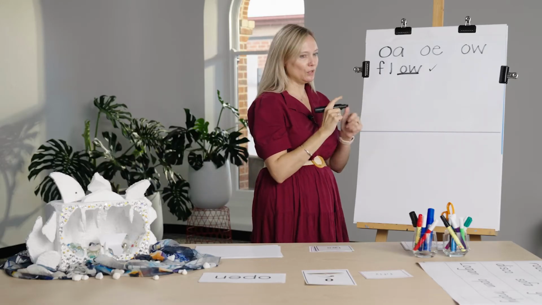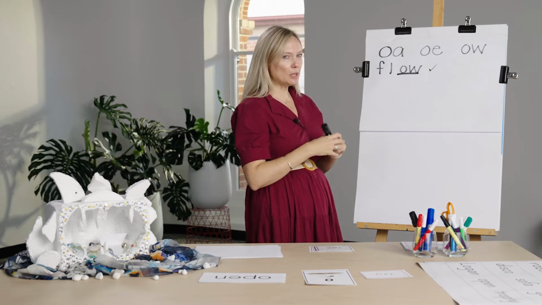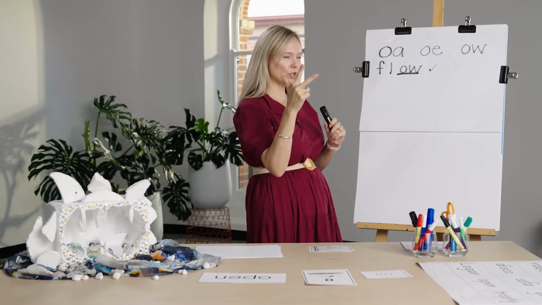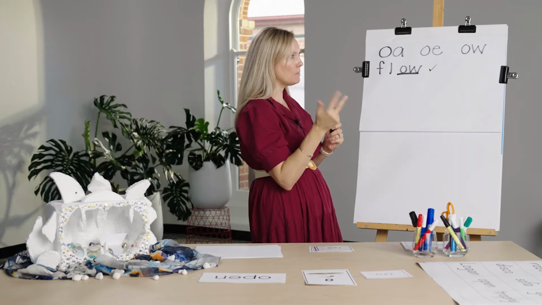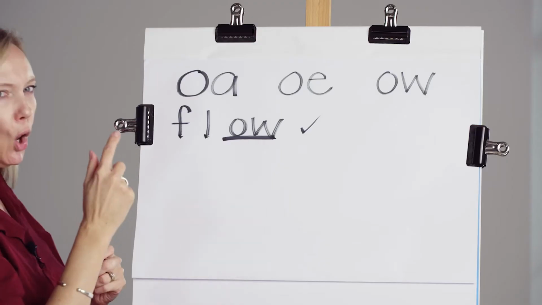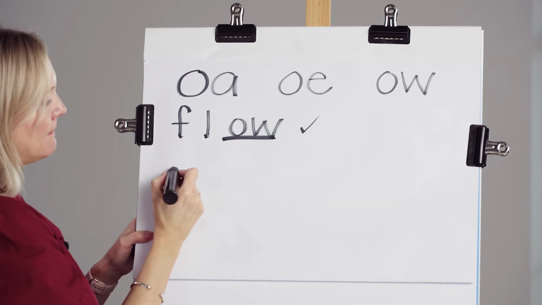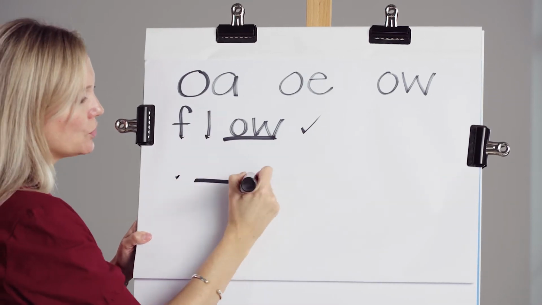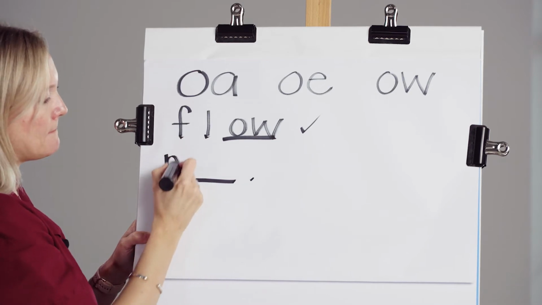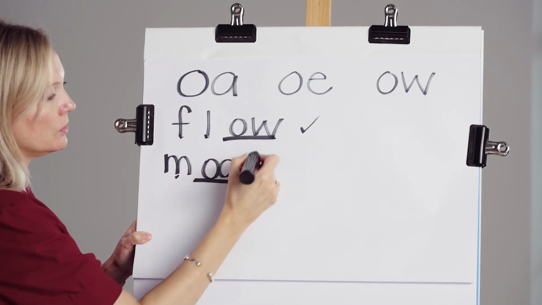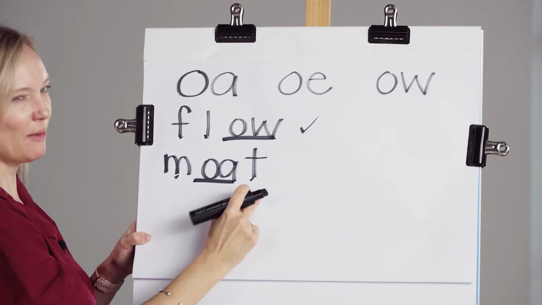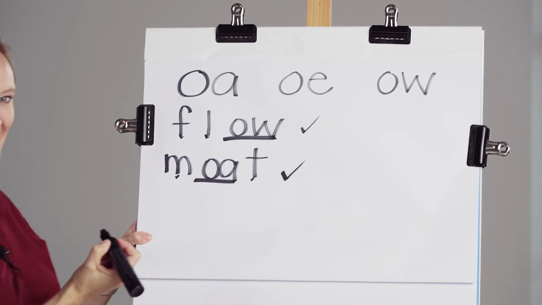The next word, moat. M, o, t. Three phonemes. Moat. The o is in the middle of the word. I'm going to use o-a. M, o, t. Yeah, that's right. Give yourself a tick.